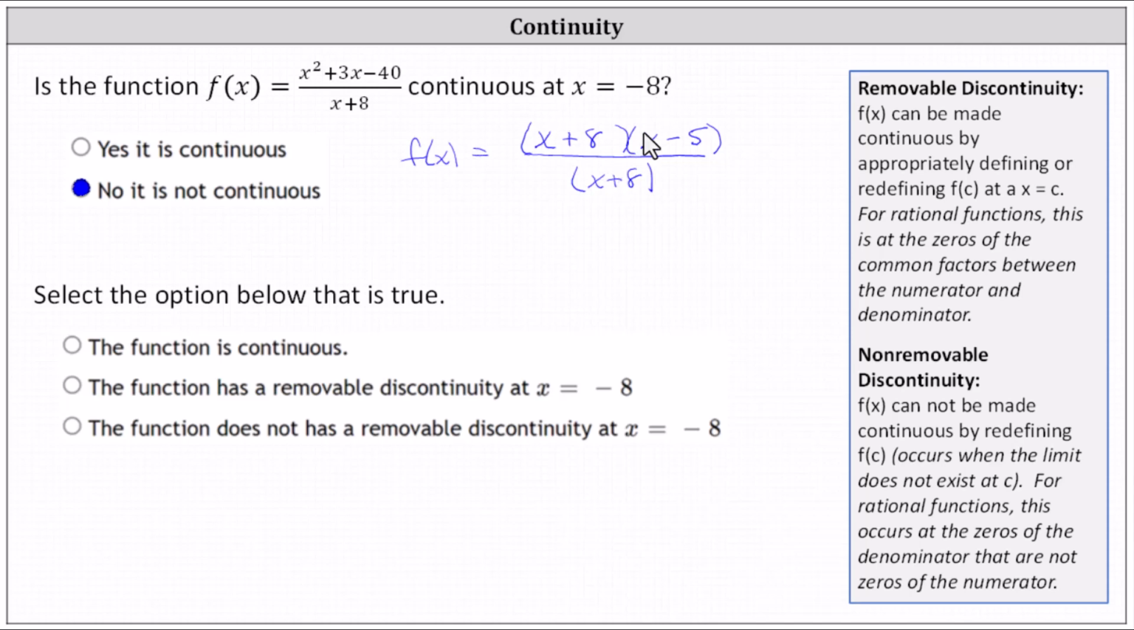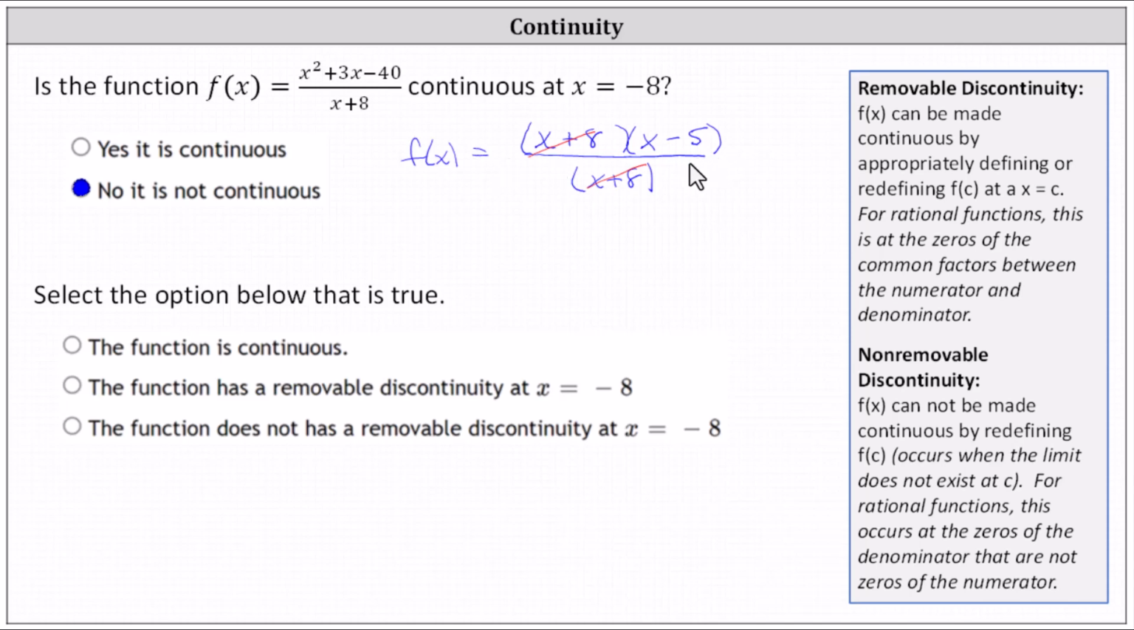This indicates the graph of f of x has a hole at x equals negative 8, not a vertical asymptote, which also means f of x has removable discontinuity at x equals negative 8. It does not have a non-removable discontinuity. Also notice if we were to simplify this function by simplifying out the x plus 8s, we would have f of x equals x minus 5.